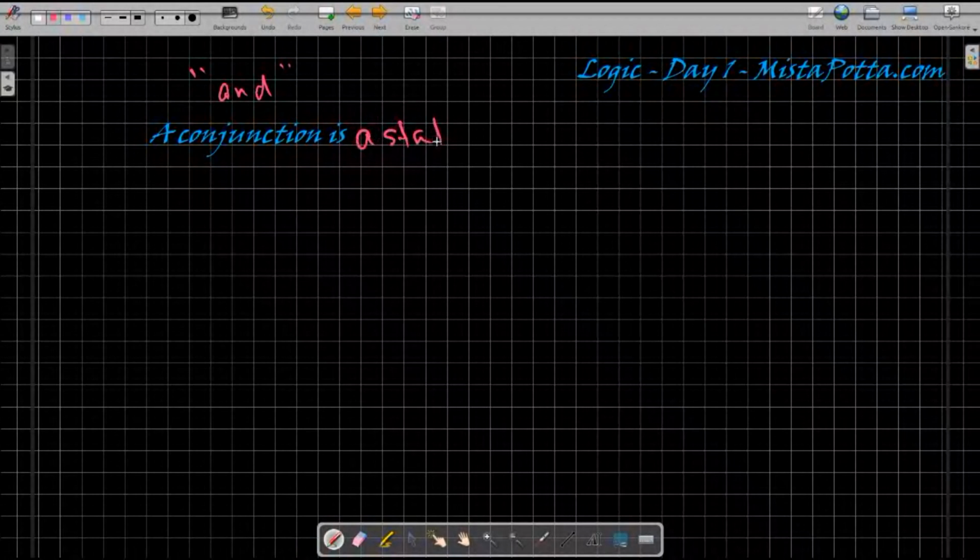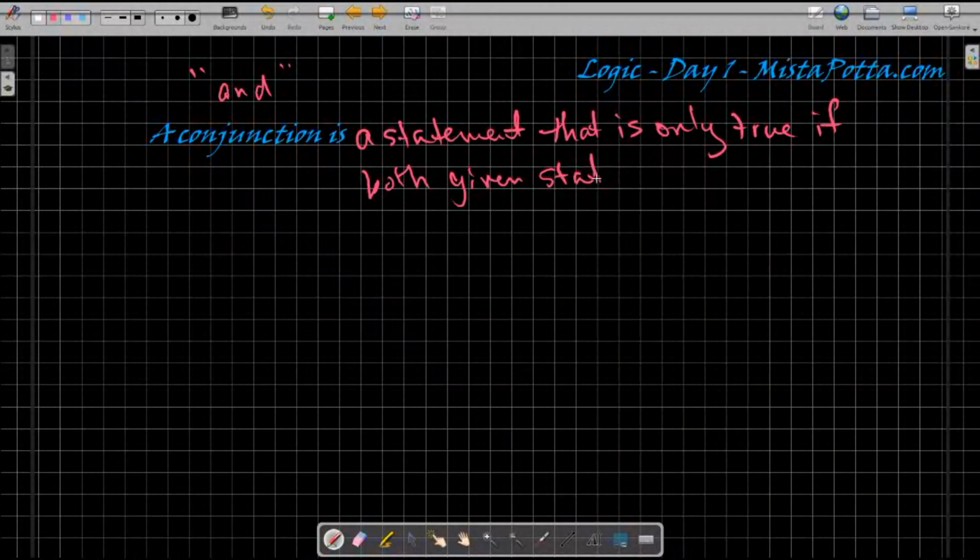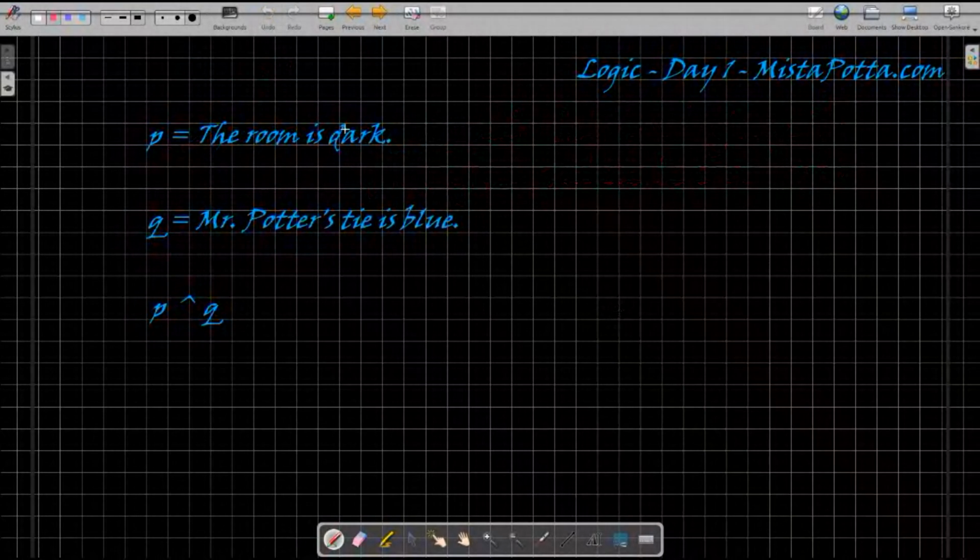So a conjunction is a statement that is only true if both given statements are true. A conjunction is a statement that is only true if both given statements are true.